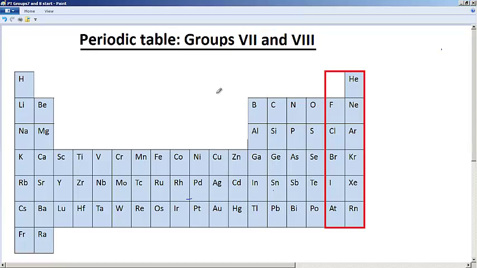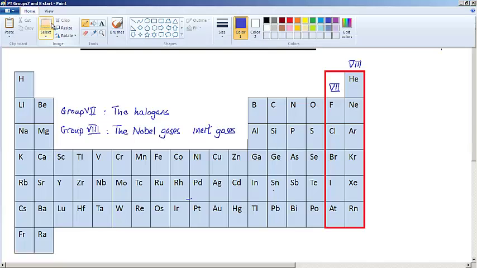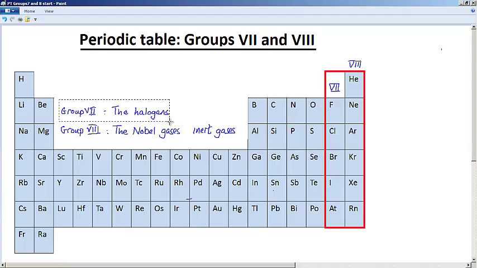In this lesson we're going to look at groups 7 and 8 of the periodic table. So group 7 is this group, okay, and that is known as the halogens, and group 8 is this group, which is known as the noble gases or the inert gases. So we're going to have a look at group 8 first of all.